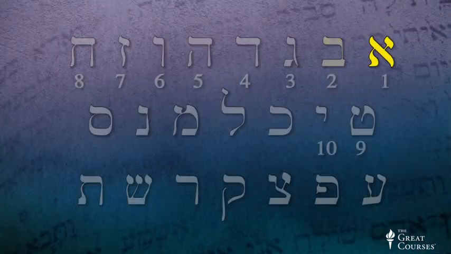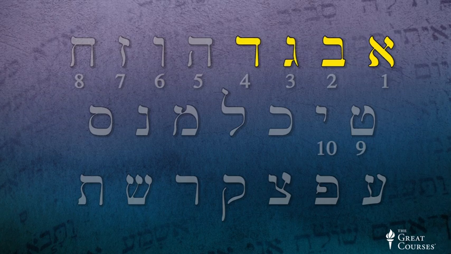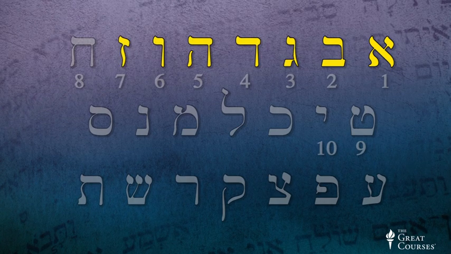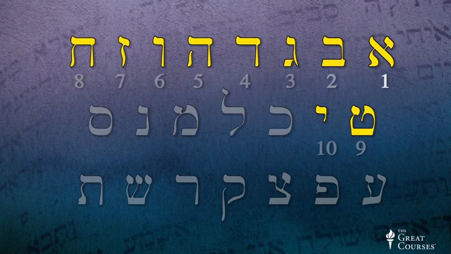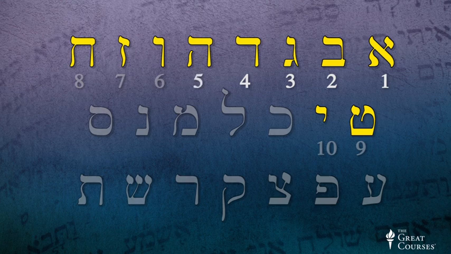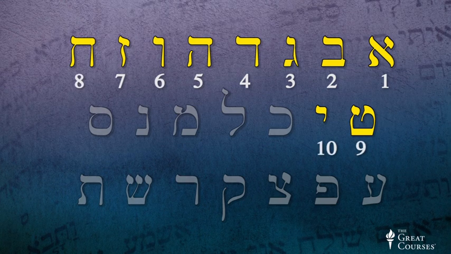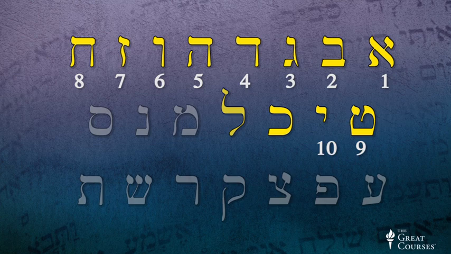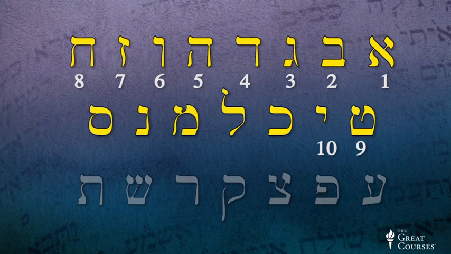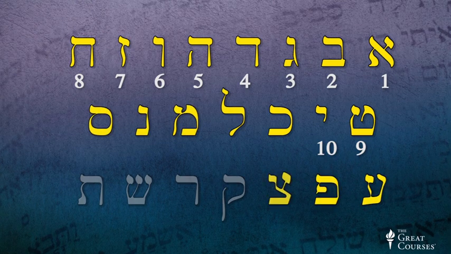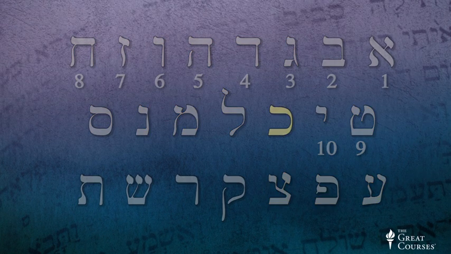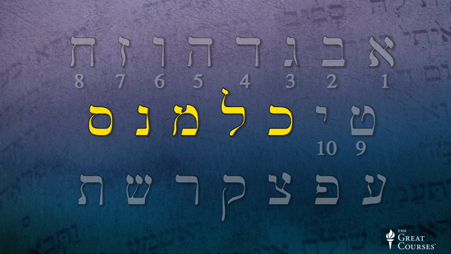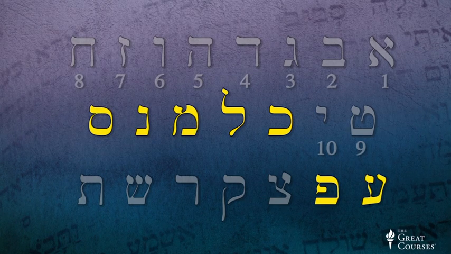Let's pause to review. We started out with Aleph, Bet, Gimel, Dalet, Hey, Vav, Zayin, Chet, Tet, and Yud. Remember that those are also shorthand for numbers. Aleph is 1, Bet is 2, and so on up to Yud equals 10. Now we have Kaf, Lamed, Mem, Nun, Samach, Ayin, Pei, and Tzadi. Say them along with me, please. K-L-M-N-O-P, Kaf, Lamed, Mem, Nun, Samach, Ayin, Pei, Tzadi.